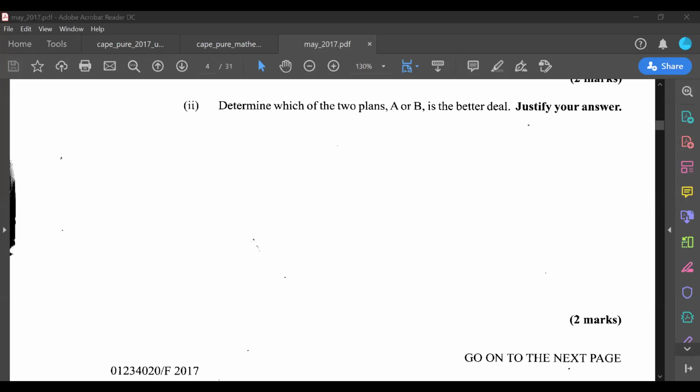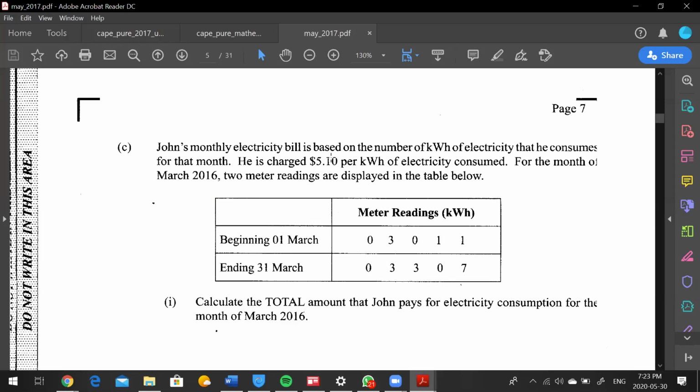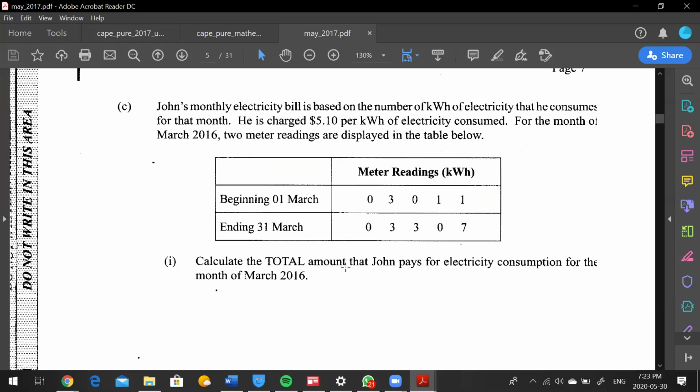All right, so next. Okay, lovely. So back to the lesson paper. This is part C to the first question, right? John's monthly electricity bill is based on the number of kilowatt hours of electricity that he consumes for that month. He is charged $5 per kilowatt hour of electricity consumed. For the month of March 2016, 2 meter readings are displayed in the table below. So calculate the total amount that John pays for electricity consumption for the month of March 2016.